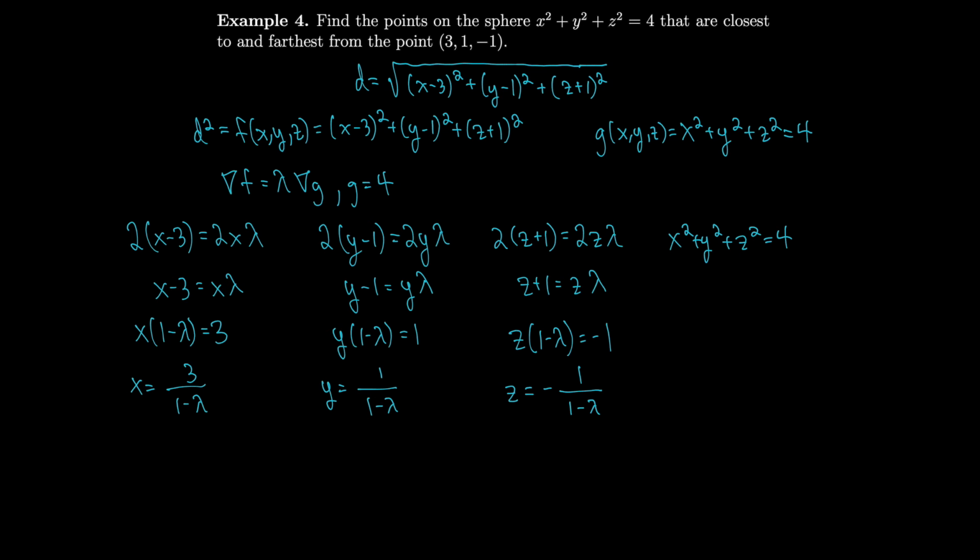Now that we solved for x, y, and z, how about we plug those into our constraint and see that they equal 4. So I'll take x squared, so that's 3 squared over (1 minus lambda) squared. I'll set that plus y squared, which is 1 squared over (1 minus lambda) squared. And then I'll add that to z squared, which is (-1) squared over (1 minus lambda) squared. And that must be 4.